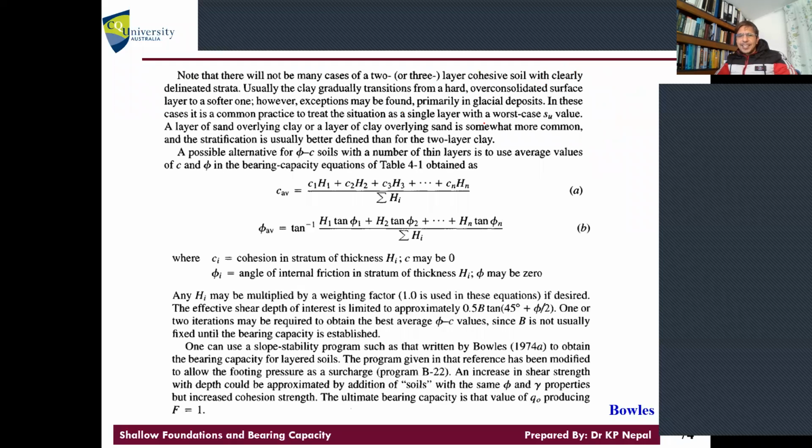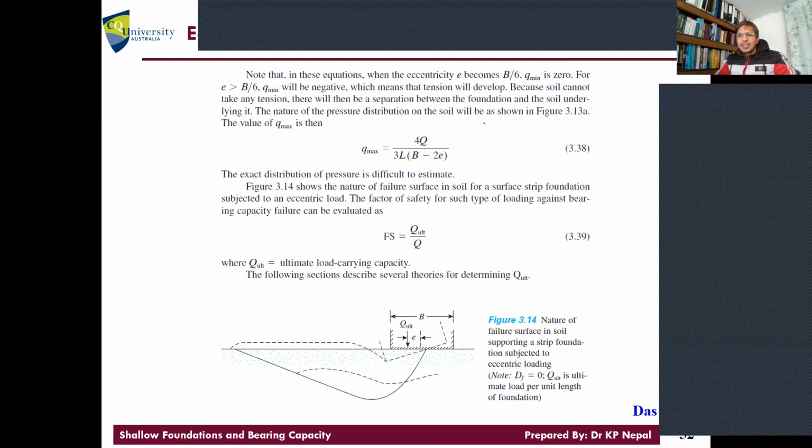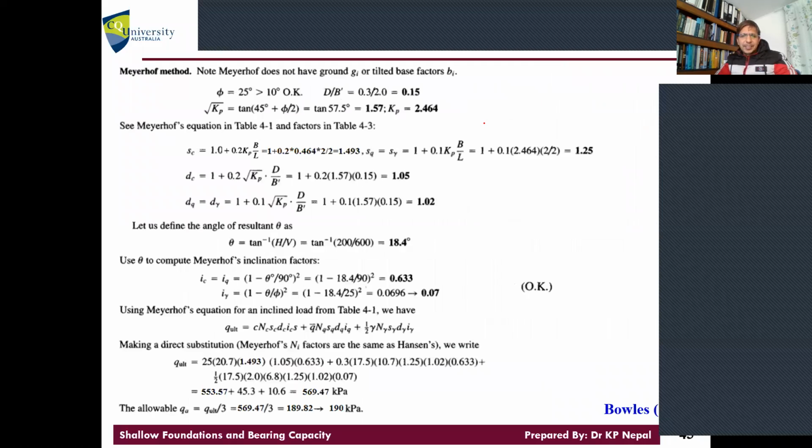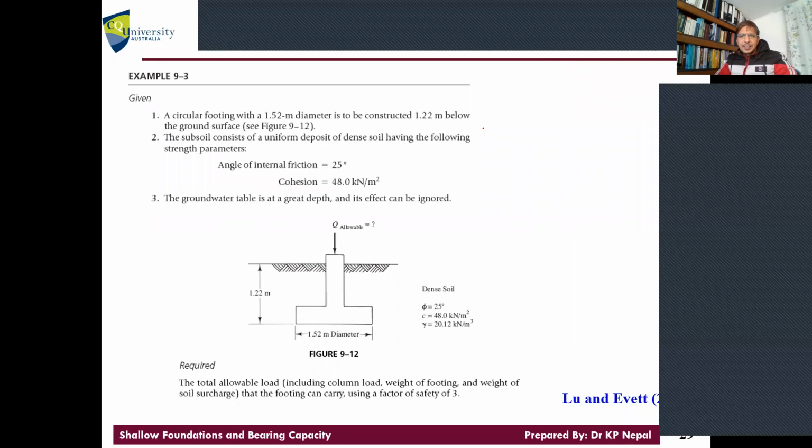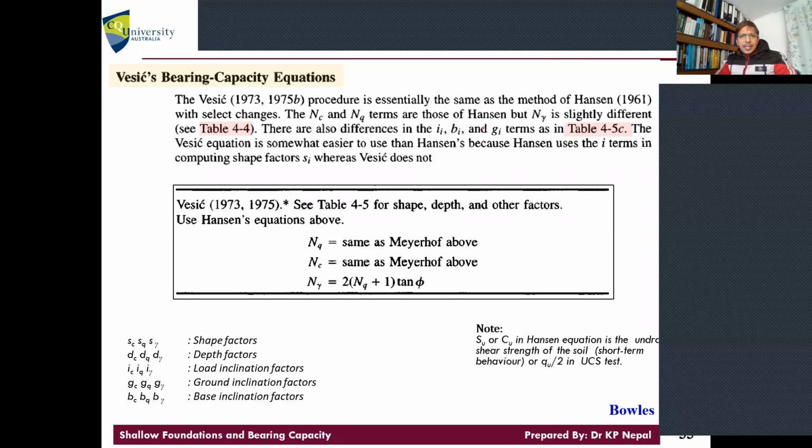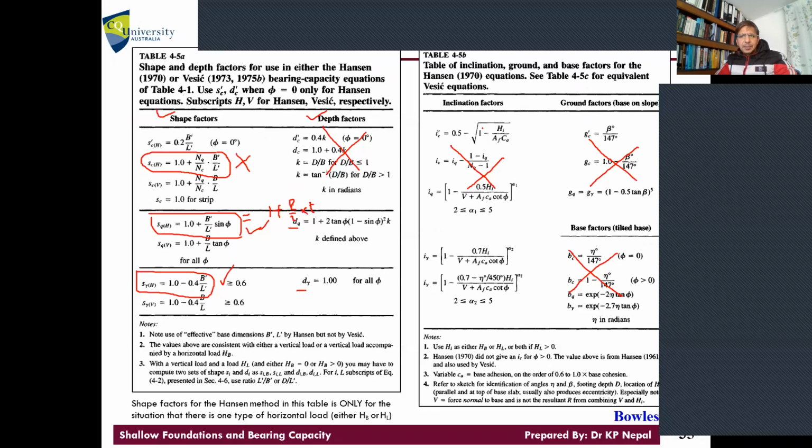Can I go back? When you are calculating, I want to just confirm with the showing things. This is the Hansen one, right? So we are calculating S gamma, the shape correction for gamma: 1 minus 0.4 B by L. B and L are the same, so it's 0.4. 1 minus 0.4 is 0.6. You got that, right?